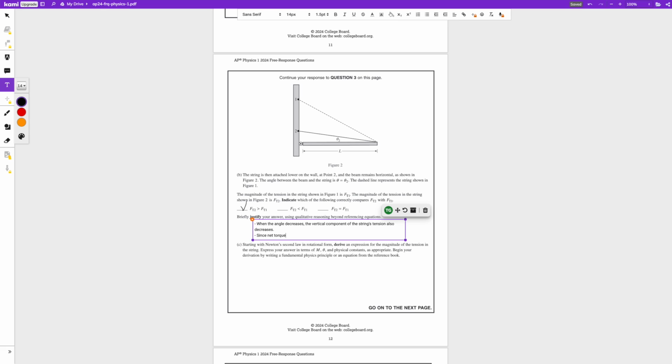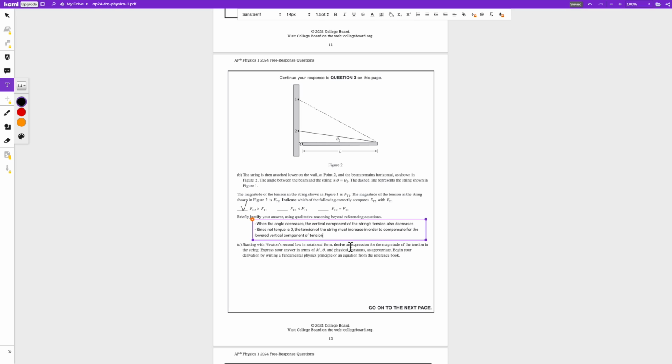Since net torque is 0, the tension of the string must increase in order to compensate for the lowered vertical component of tension. Now we have that out of the way, let's go on to the actual deriving, and this will support your answer here.